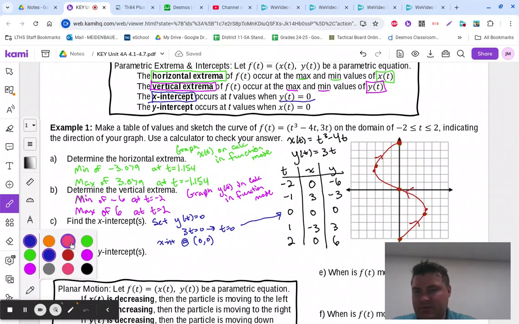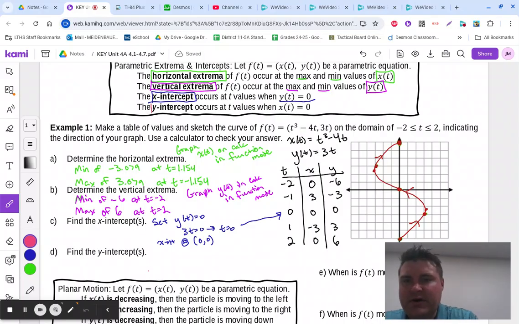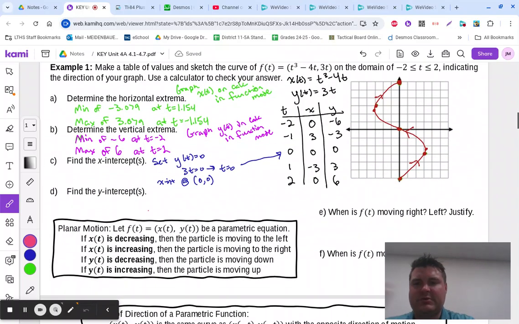Let's go different color here. So for our y-intercept, that is when our x's are 0. So we're going to set x of t equal to 0. And that is when t cubed minus 4t is equal to 0.